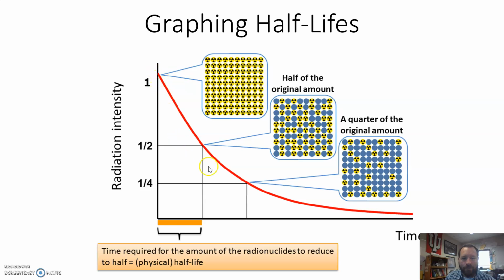Every graph we make is going to have the same exact nice even slope to it, that first order reaction. So if you ever do a half-life graph and you end up with a straight line, that should be a really good indication that you did something wrong. Something's afoot, something's amiss. Go back and check it out. You should always have this same exact shape.